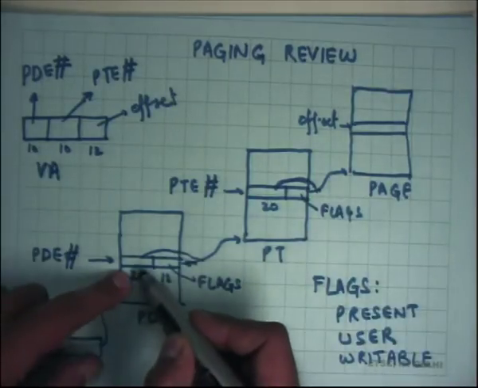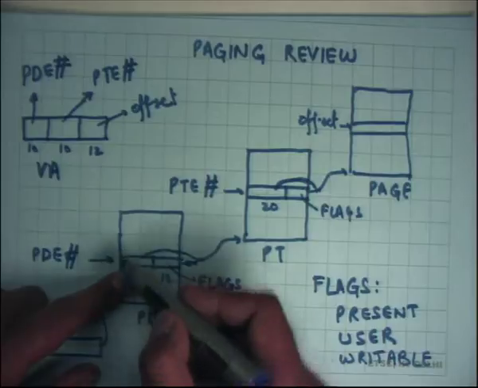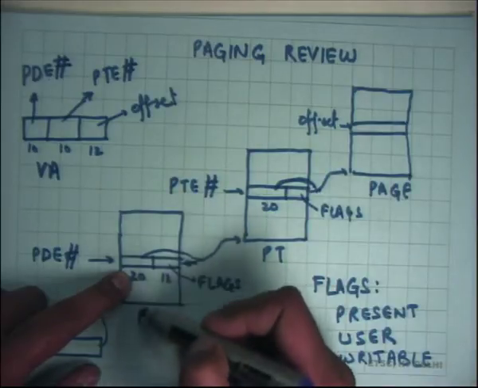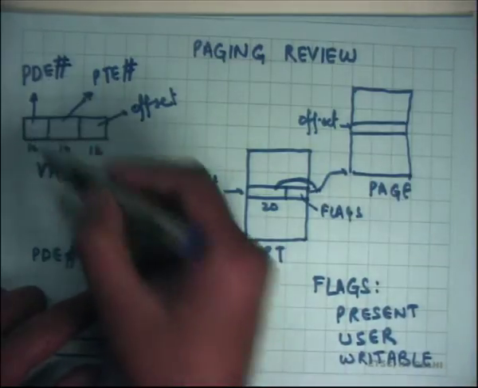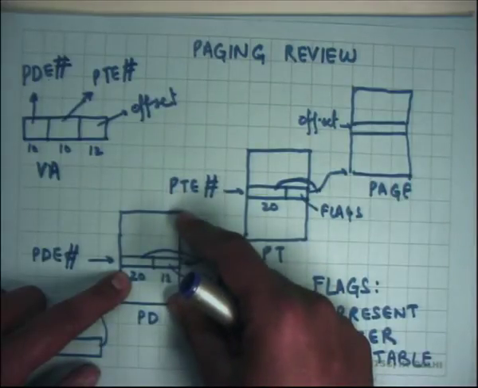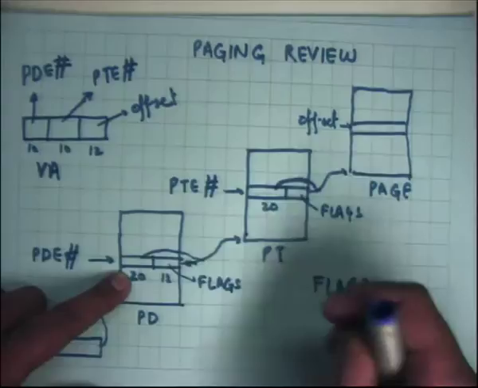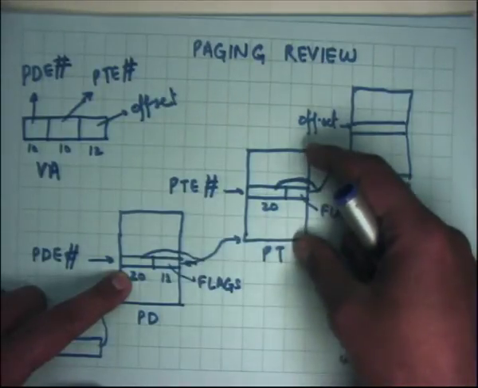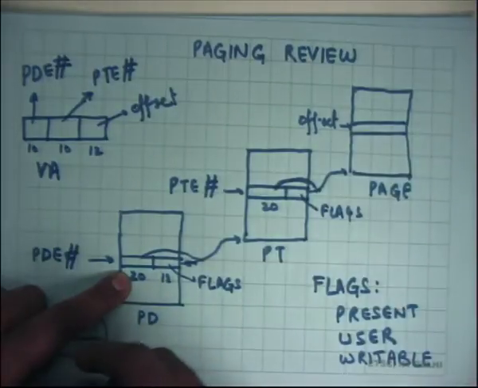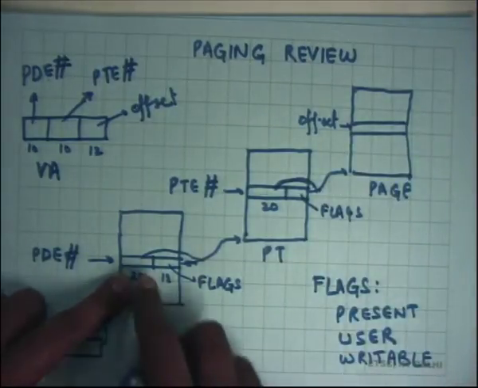I said that the PDE number is just a number between 0 and 2 to the power 10, right. So there are 2 to the power 10 entries in one page directory because you are using a 10-bit number to do that, and each entry is 4 bytes, so 4 kilobytes, so the whole page directory fits in one page. Similarly the one page table fits in one page, and the page itself is one page, right, 4 kilobytes.